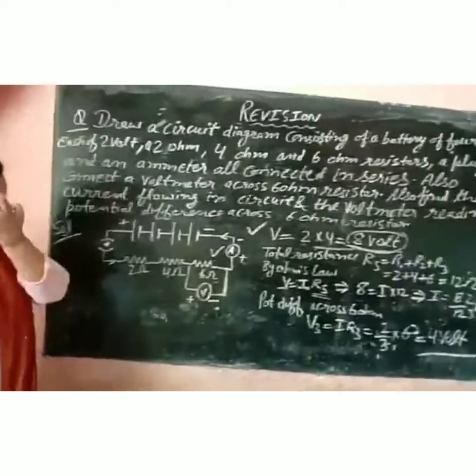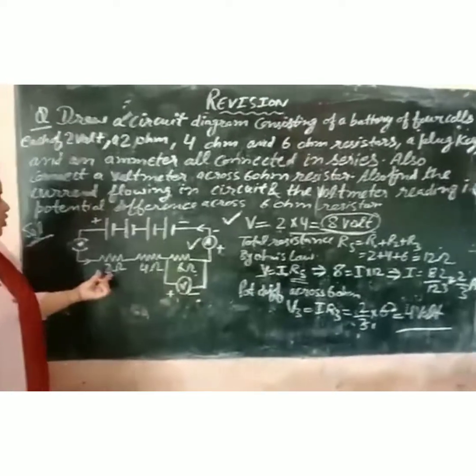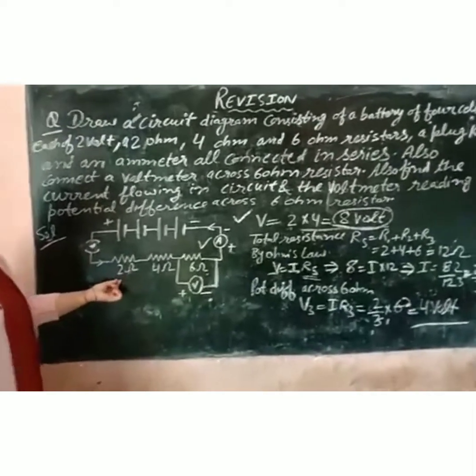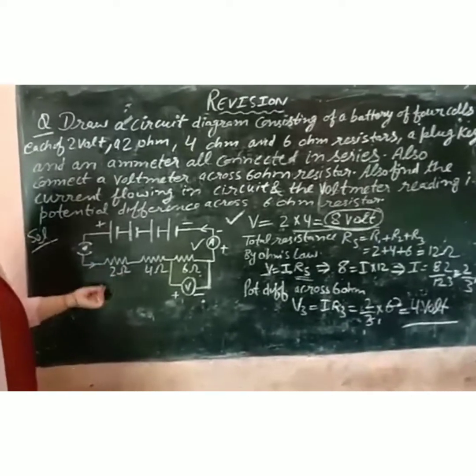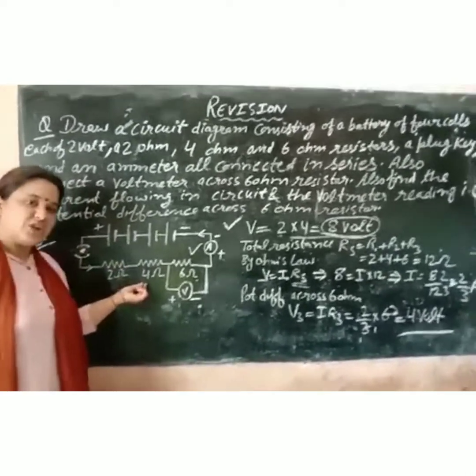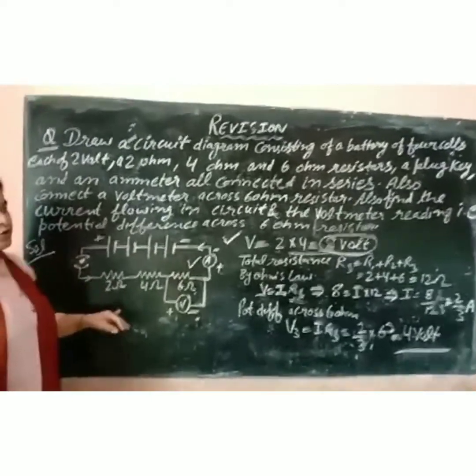Similarly you can calculate the potential across, like if it is not given in the question, I am just telling you, across 2 ohm. So what you will do? V1 is equal to I R1. So I value is 2 by 3 into 2 and you will get your answer. Similarly potential across 4 ohm also you can calculate. So in this way you have to practice for your question.